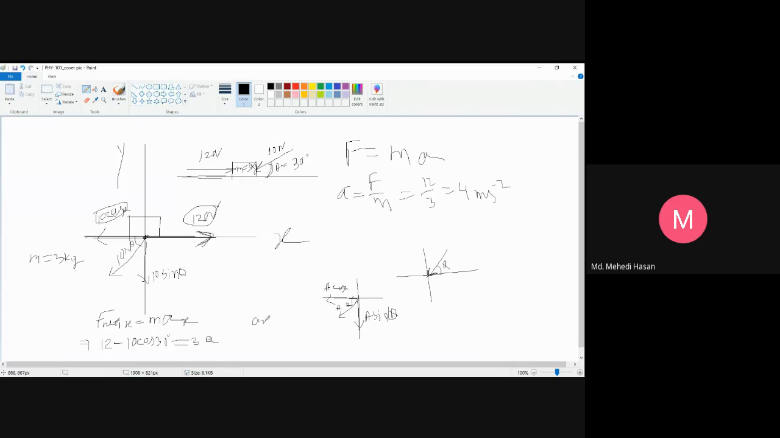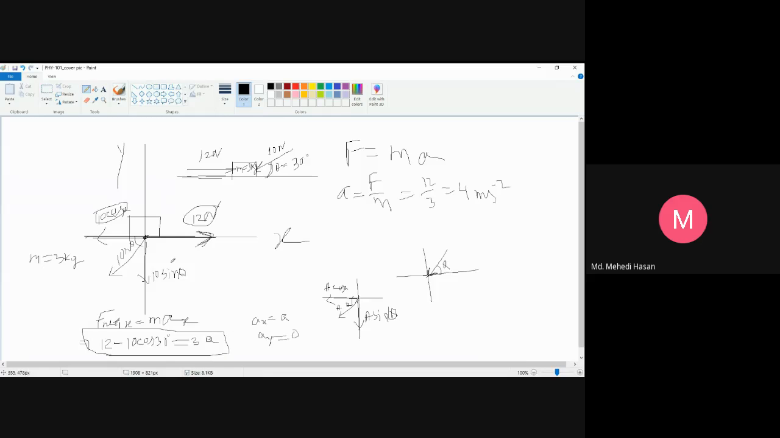Basically here acceleration is along the x-axis, and along the y-axis acceleration is 0 because there is no movement along the y-axis. This object is moving along the x-axis because this is the surface. The object is on the surface, but there is a y component of force, so that's why we are drawing the y component, but the acceleration along the y component is 0. So from that equation you can easily find out the acceleration along the x-axis.